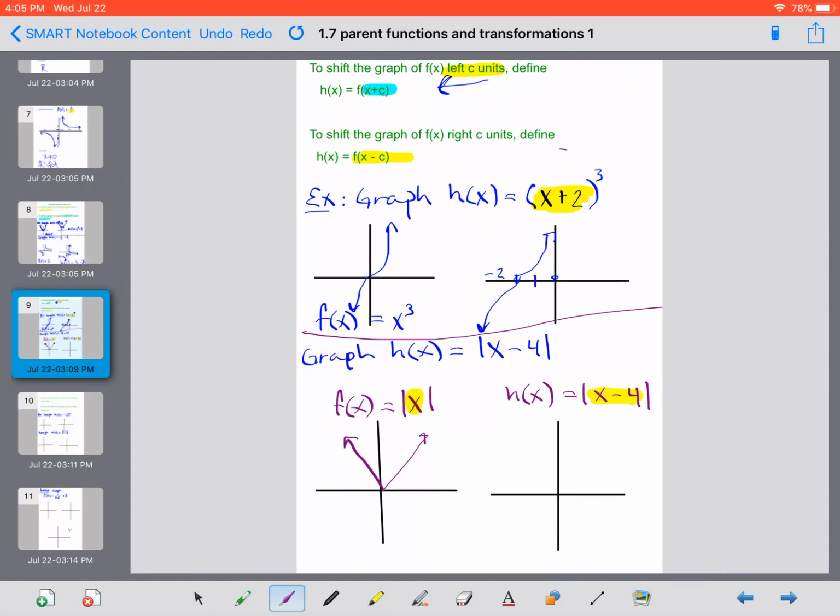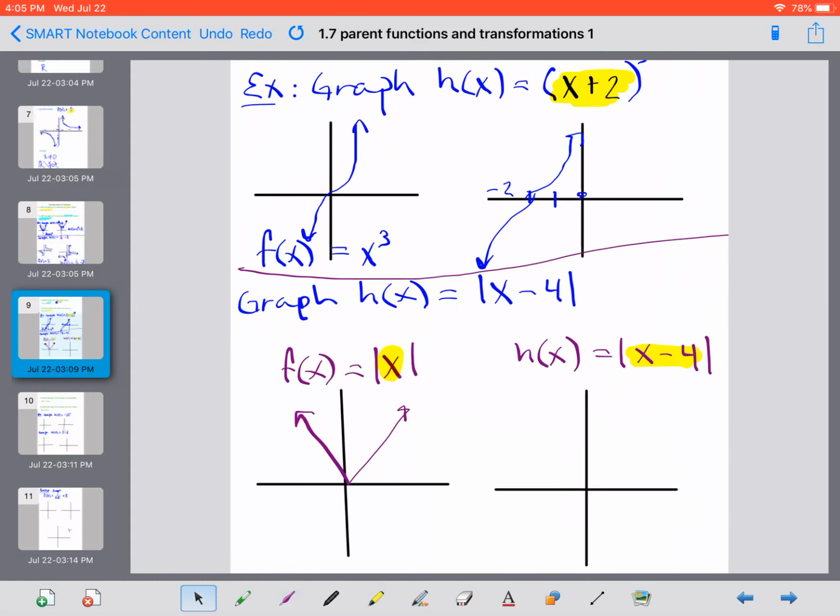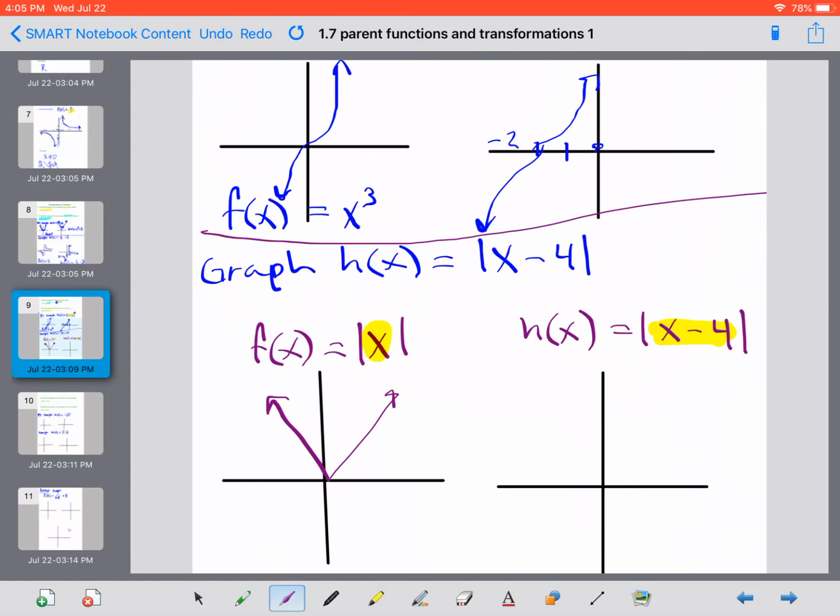And that means that we're going to be moving it 4 units to the right. So replacing x with x minus 4 is going to shift our graph 4 units to the right. So let's try that. Just take that center point here and move it 4 units to the right. 3, 4. And our new graph looks like this.